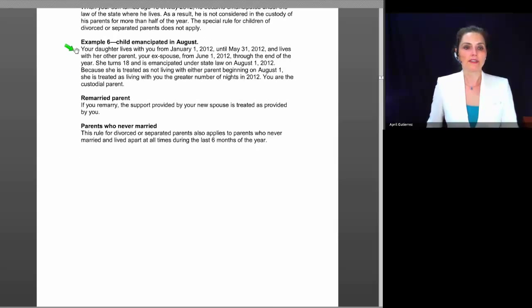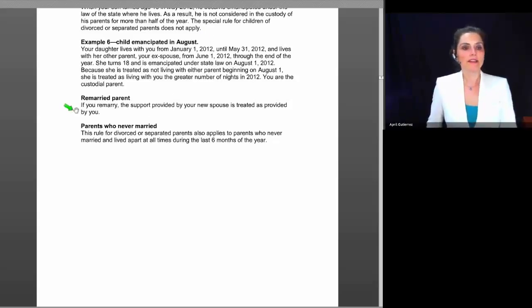Then they have a separate test here where the child becomes emancipated in August, and the child lived with you from January through May, and then with her other parent, your ex-spouse, from June on, but the child became emancipated in August. And so even though the child appeared to be with the other parent for more time during the year, the child actually was with you for more time before the emancipation date, and therefore you still win.